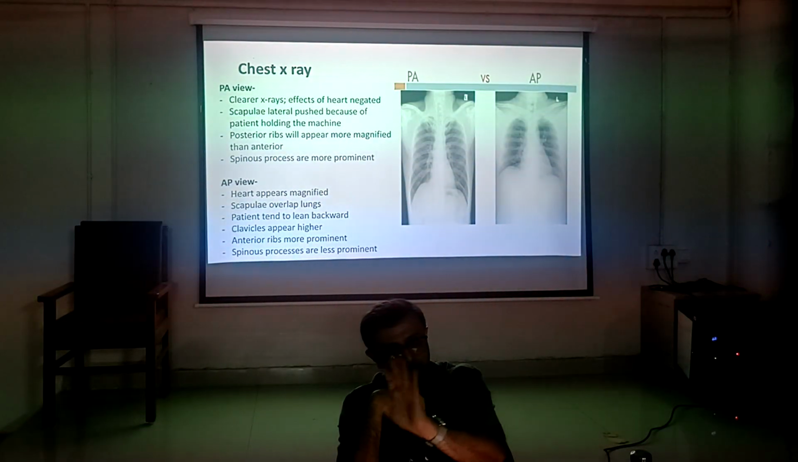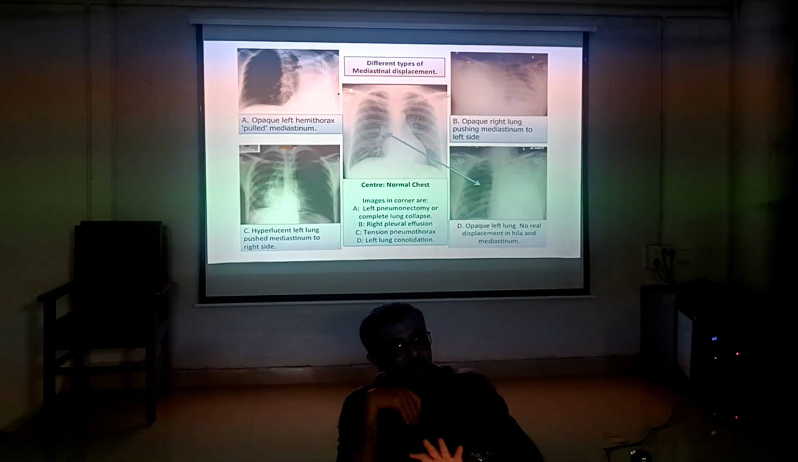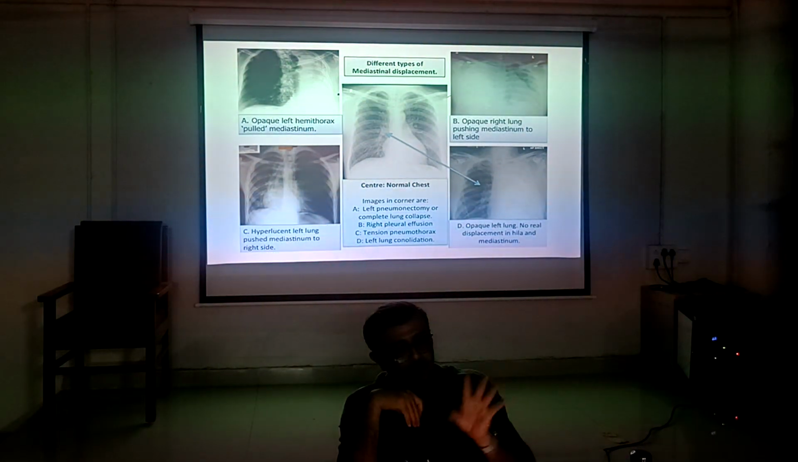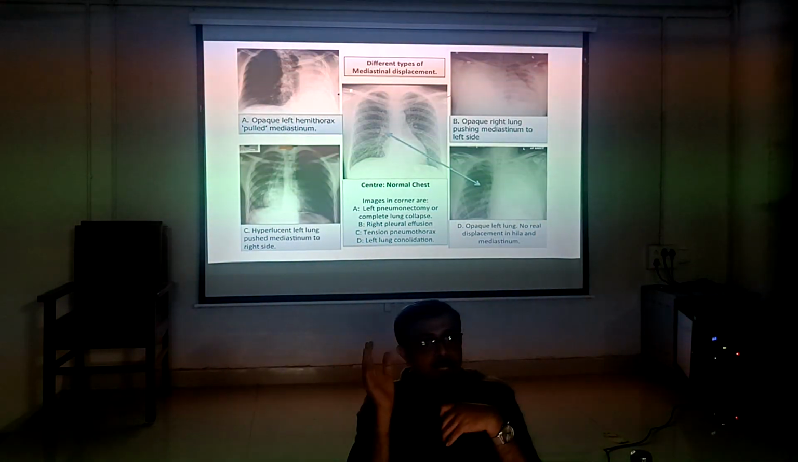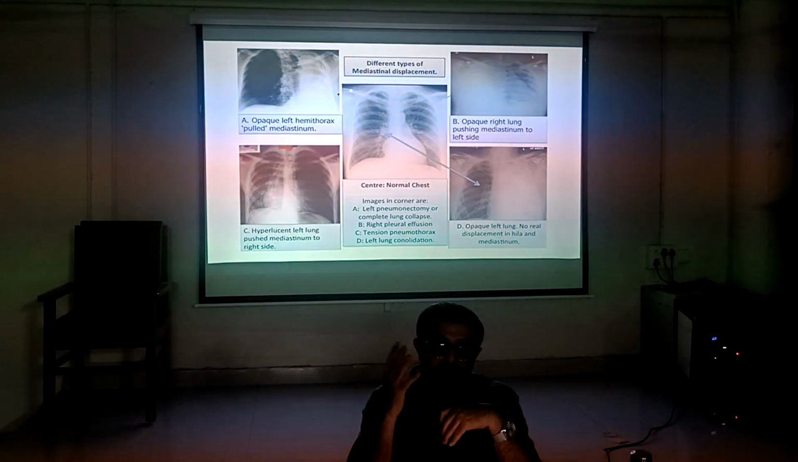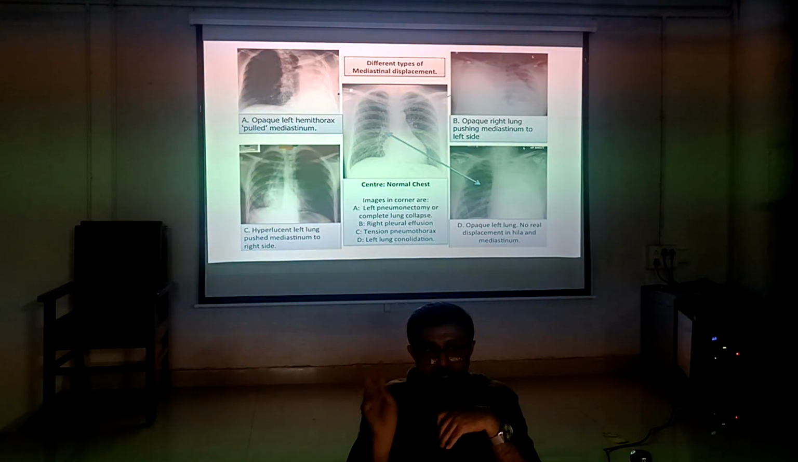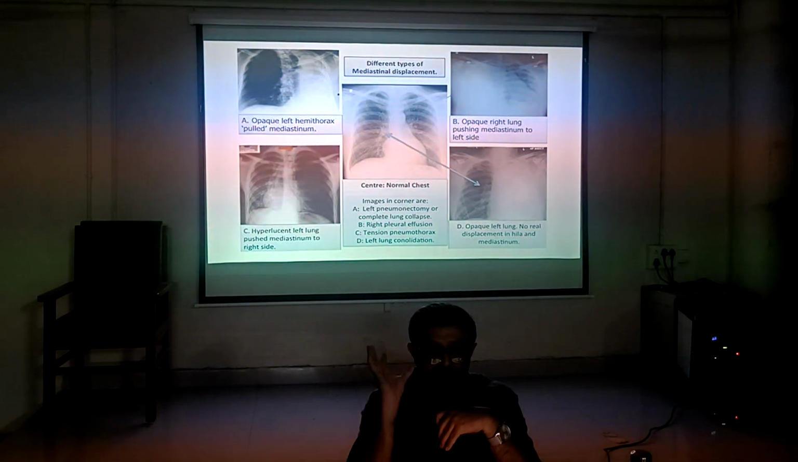How can we differentiate PA and AP? This is a very good picture. This image itself suggests everything. In chest X-ray, there is a hemi-opaque lung and a radiolucent lung. Radiolucent and hemi-opaque are conditions that can affect the mediastinum.